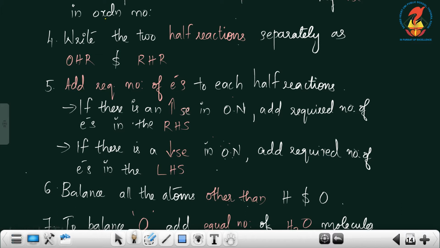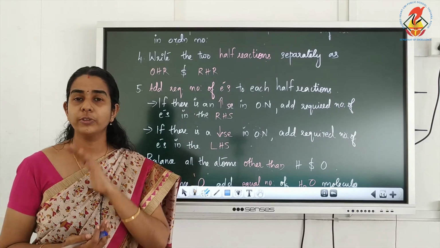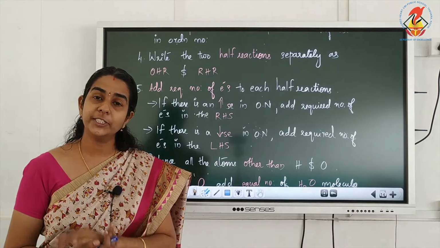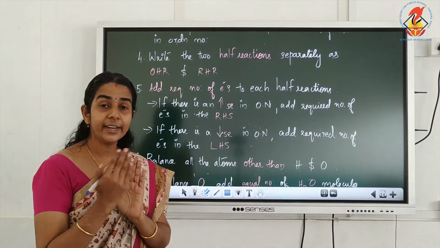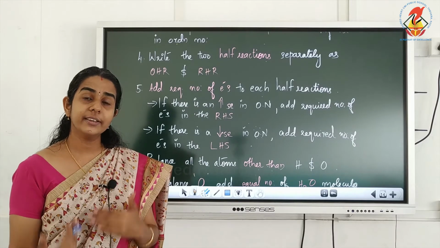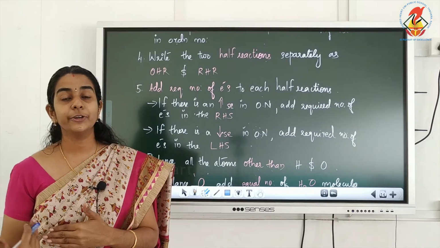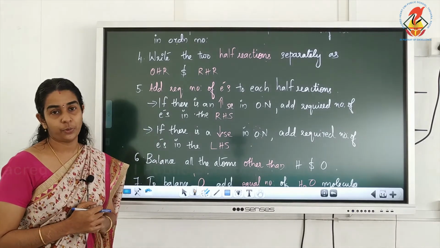For example, if there is a decrease in oxidation state from +4 to +2, that means there is a decrease by 2, so add 2 electrons on the left hand side. If there is an increase in oxidation number, add electrons on the right hand side, and if there is a decrease in oxidation number, add electrons on the left hand side. That is the first step, adding electrons.